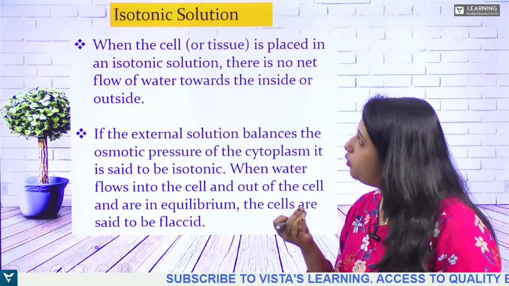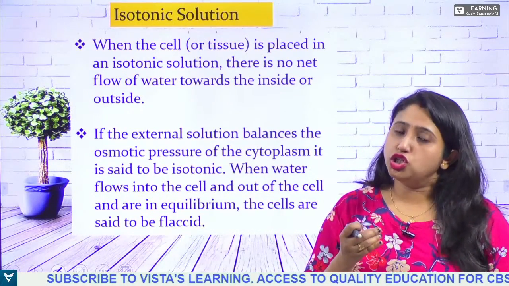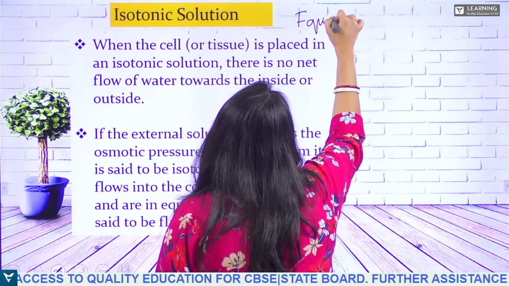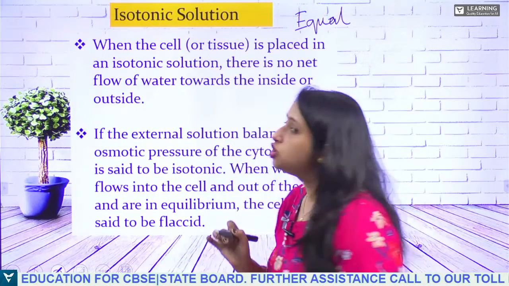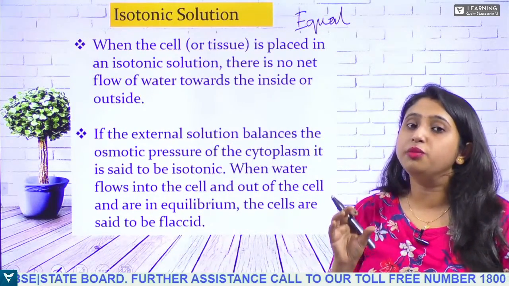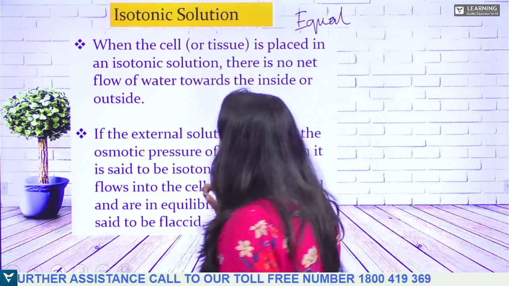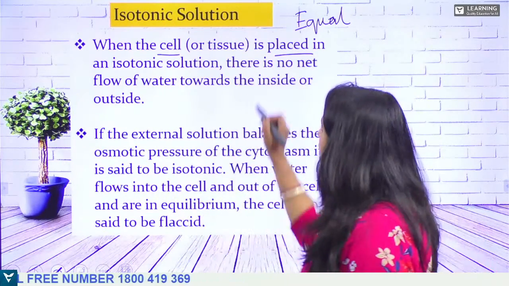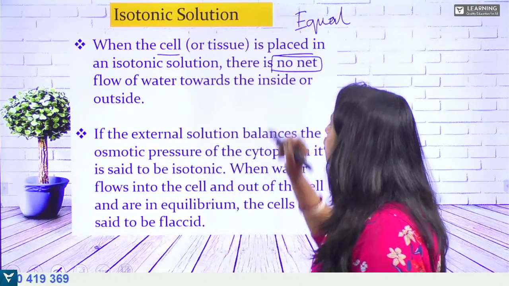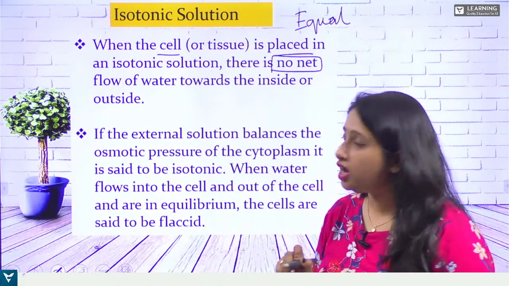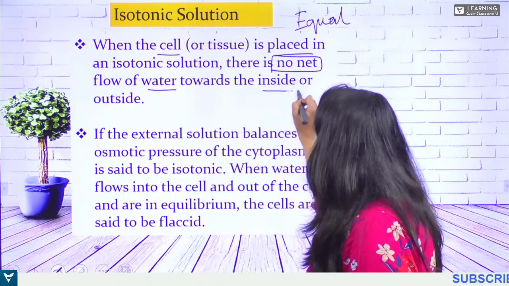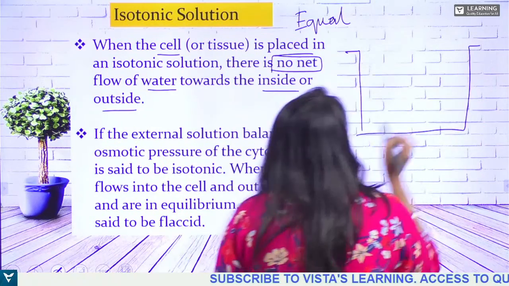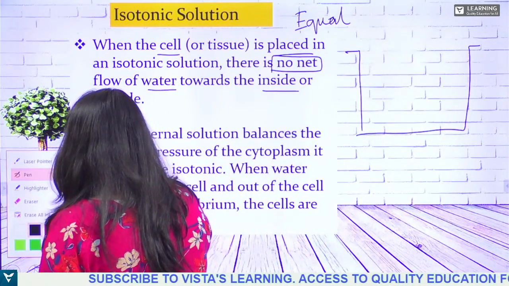Let us understand how it is. So, isotonic solution. Iso means what? Iso means equal. So here equality is maintained, there is no shrinkage or swelling of the cell, the cell will remain constant. Now what is this isotonic solution? When the cell is placed in isotonic solution, there is no net movement of water molecules, no net flow of water towards inside or outside. So the outer environment and the cell are balanced.